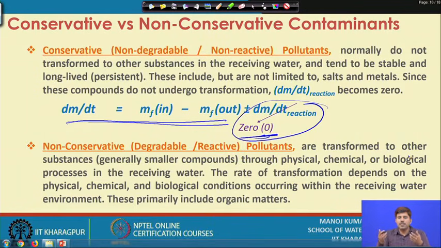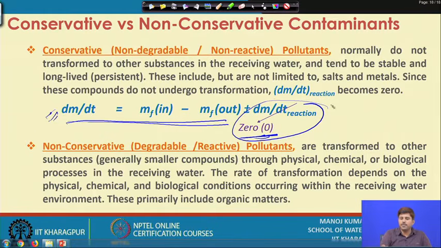So, these are primarily organic matters. Organic matters are easily transformable. Some of the inorganics are also reactive and can take part in a reaction. However, primarily organic matters are the ones which are considered as degradable or decomposable stuff. So, for a non-conservative pollutant, your classic mass balance equation is valid.